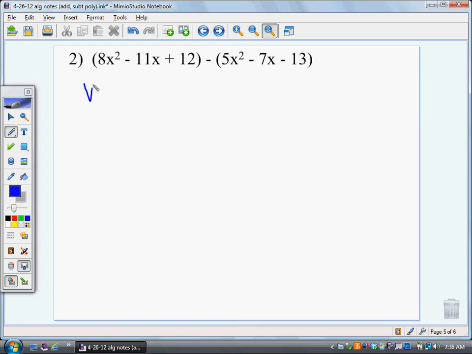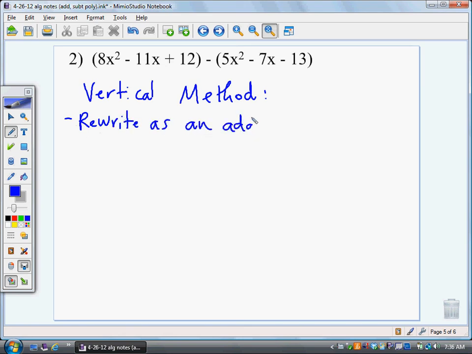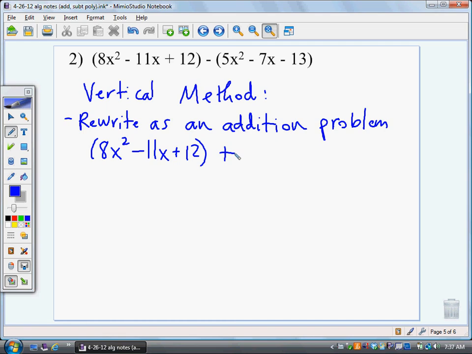If we go on and do one using the vertical method, in this one, first thing you're going to want to do is probably rewrite it as an addition problem. Where you would leave the first polynomial the same, 8x squared minus 11x plus 12. And then as I make this subtraction into an addition problem, then everything inside becomes the opposite. Negative 5x squared, positive 7x, positive 13. And then now you're ready to write it vertically.